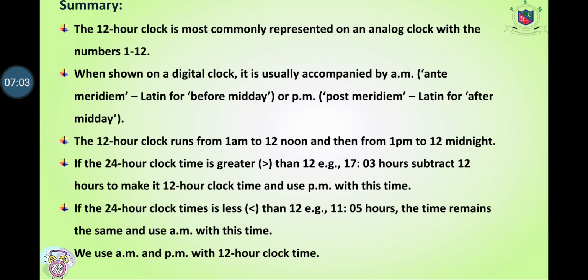The 12-hour clock runs from 1 a.m. to 12 noon and then from 1 p.m. to 12 midnight. If the 24-hour clock time is greater than 12, for example 17:03 hours, then we have to subtract 12. And if the 24-hour clock time is less than 12, for example 11:05 hours, the time remains the same and we use AM with this time. My dear students, don't forget to write AM and PM with the 12-hour clock time.